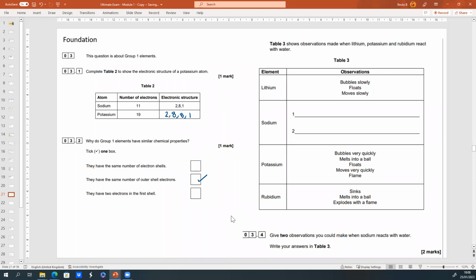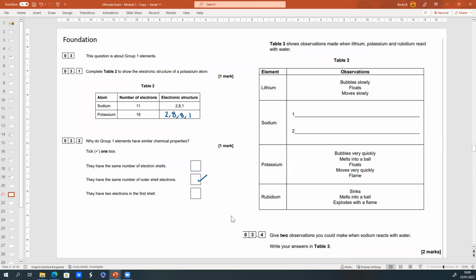Okay, table 3 shows the observations made when lithium, potassium, and it's given us rubidium as well. Rubidium's not one that you've probably observed at school. You may have seen it on a video clip, but it's given us what happens. Then give 2 observations you can make when sodium reacts with water. So if you're a little bit unsure, look at what the other ones are doing.